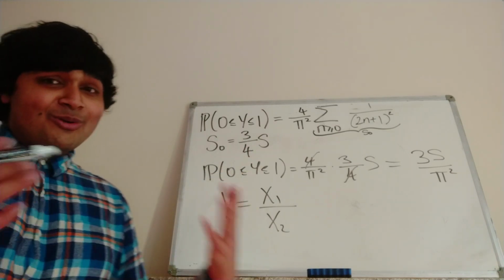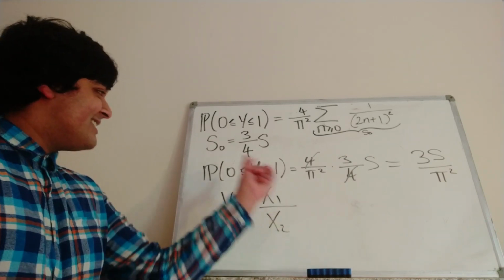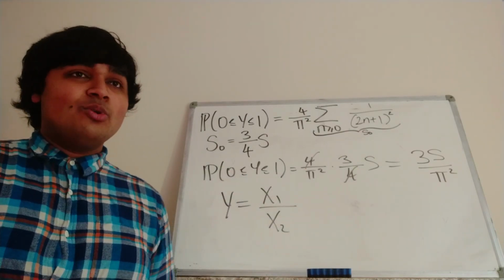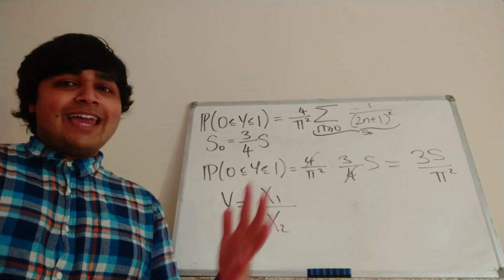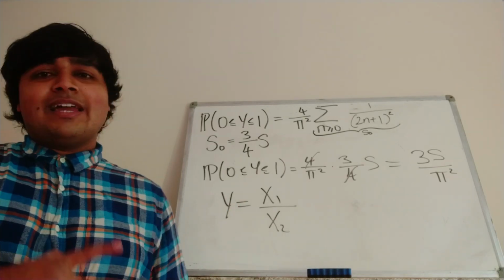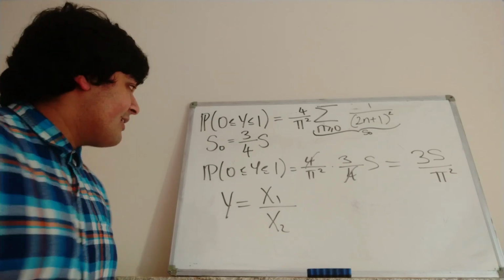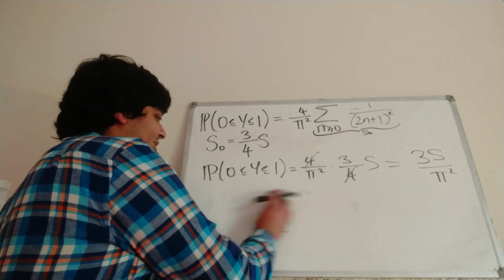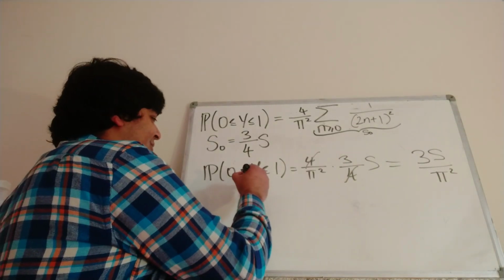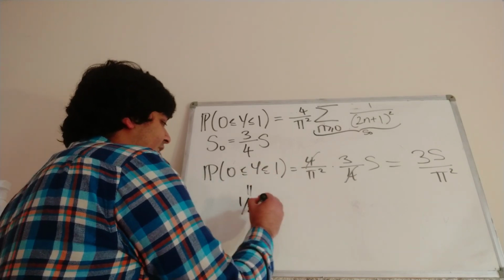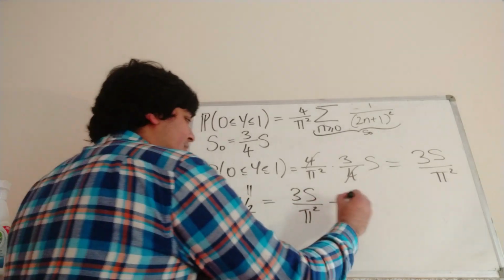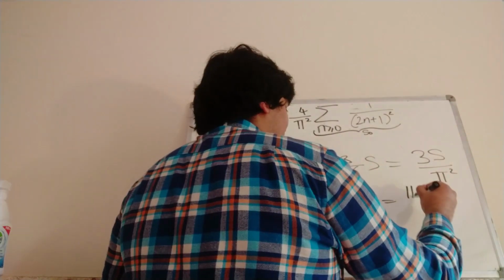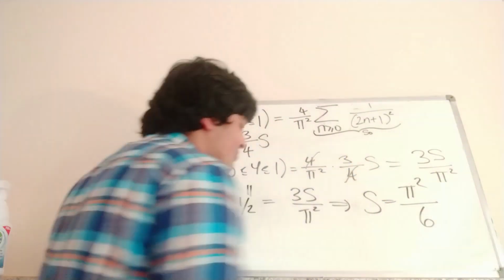Okay, so all in all, what I'm trying to say, and I'm waffling a bit now, is that the probability that y lies between 0 and 1 is a half, by symmetry, because there's no reason it would favour x1 over x2, and there's no reason why x2 would be favoured over x1. So this guy here just equals a half, was my long and convoluted way of saying this. So we have that a half is equal to 3S over pi squared, and rearranging this gives us that S is equal to pi squared over 6.